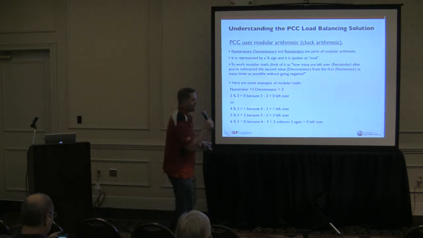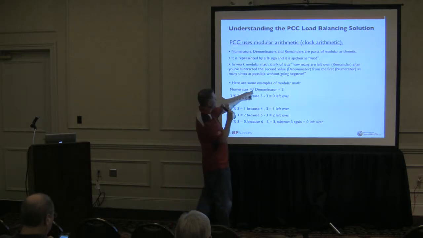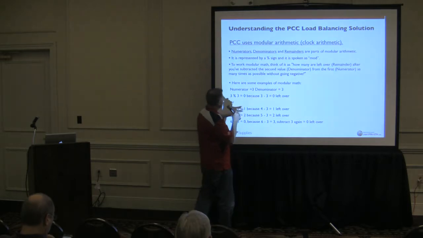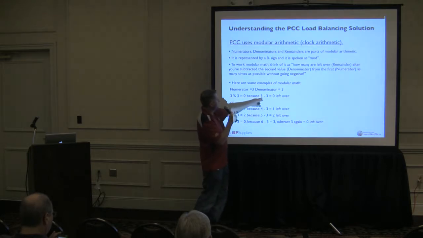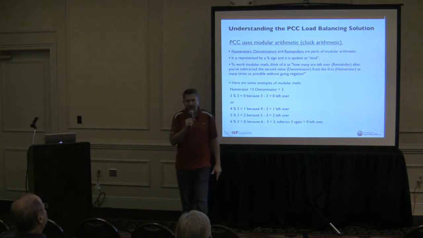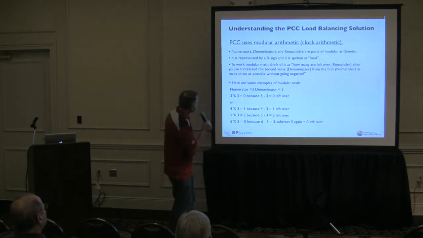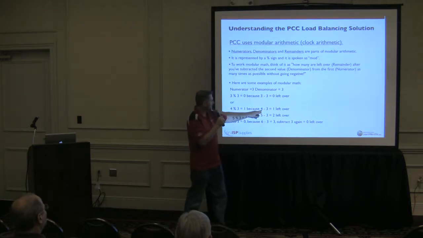A little cumbersome the first few times I read it, but it really does make sense. So here's an example. If we have a numerator of 3 and a denominator of 3, and we say 3 mod 3, that is equal to 0, because if you subtract 3 from 3, you have 0 left over. That's your remainder. Another example, 4 mod 3 is equal to 1, because if you subtract the 3 from the 4, 1 is left over.